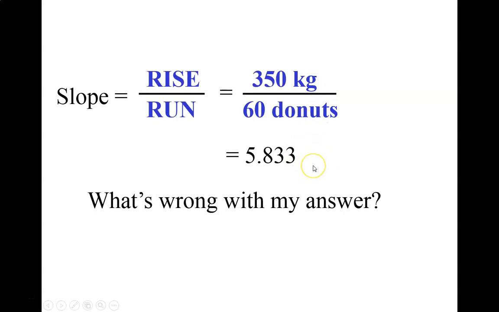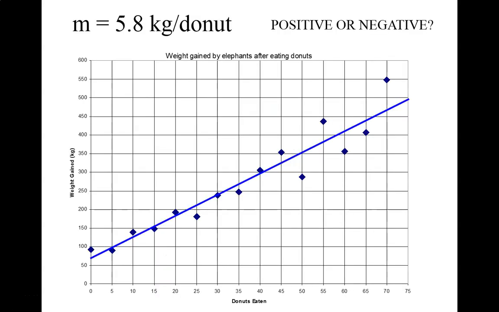And there is something wrong with my answer. It is missing something. That is the unit. And what should the unit on the answer be? Kilograms per donut. It should be 5.8 kilograms per donut. Now you should always check to make sure your slope has the right sign. Should my slope be positive or negative in this case? It should be positive.